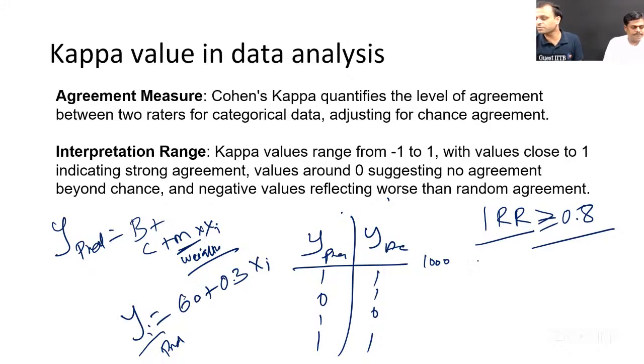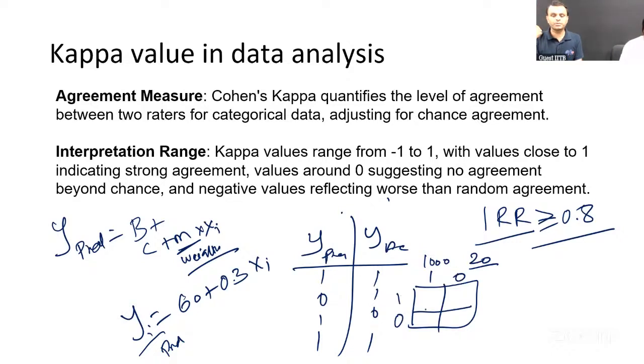So out of 1,000 students, maybe 20 students get more than 90 marks. So my confusion matrix would look like 1, 0, 1, 0. The students who got more than 90 are 1. The students who got less than 90 are 0. So if I predict, this is my predicted value. This is the actual value. If you look at what I did, my system simply said that every student will get less than 20 marks.